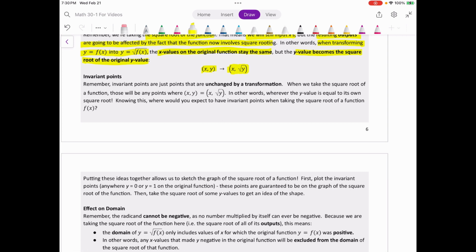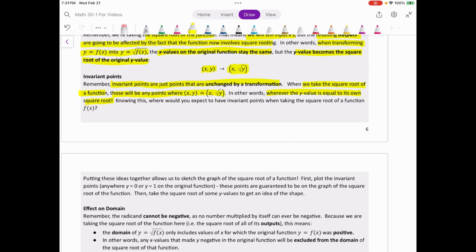Okay, let's talk quickly about invariant points here, because we are doing a transformation or an operation to a function, and some points might not change. Invariant points are just points that are unchanged by a transformation. When we take the square root of a function, we're going from (x, y) to (x, root y). So what would need to be true about (x, root y) for it to be the same as (x, y)? Well, y would need to be the same thing as root y, right? In other words, wherever the y value is just equal to its own square root.